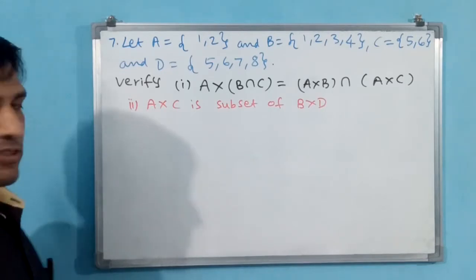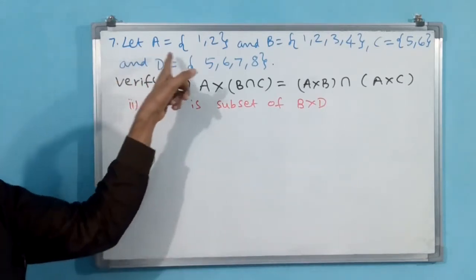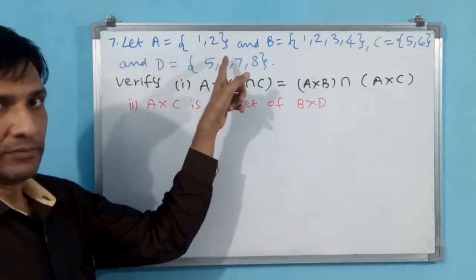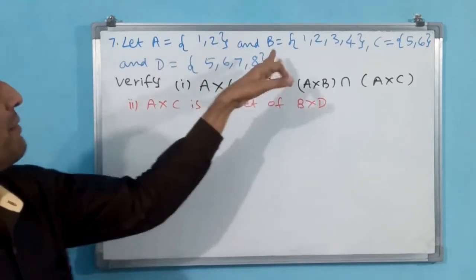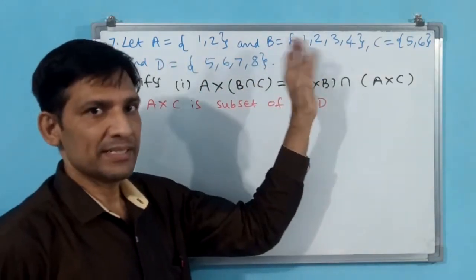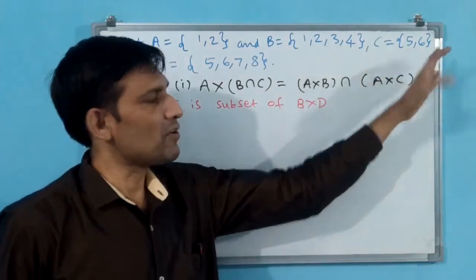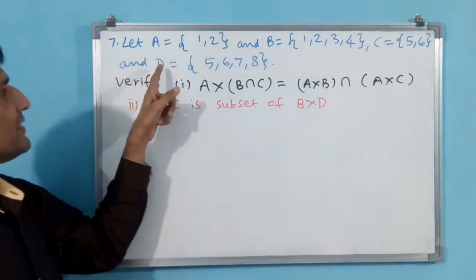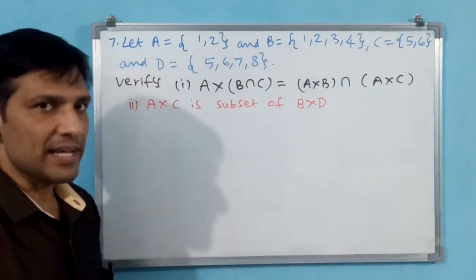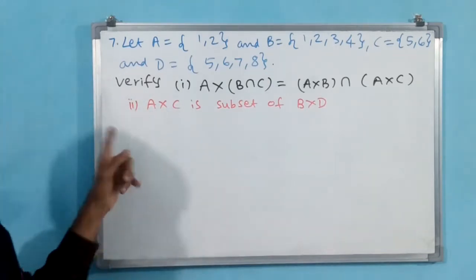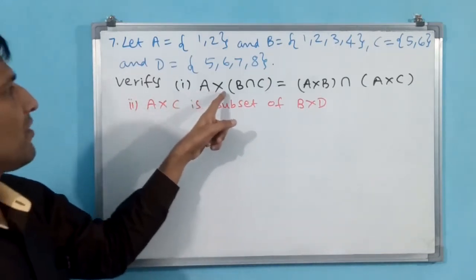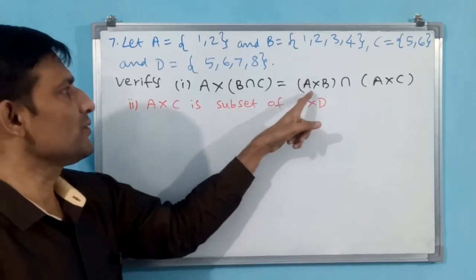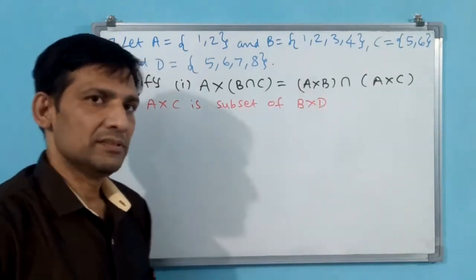See, the seventh question. Let A be the set {1, 2}. B is having 1, 2, 3, 4 as elements. Set C is having 5, 6 as elements. And set D is having 5, 6, 7, 8 as elements. Okay. Verify the first part: A cross (B intersection C) is equal to (A cross B) intersection (A cross C).